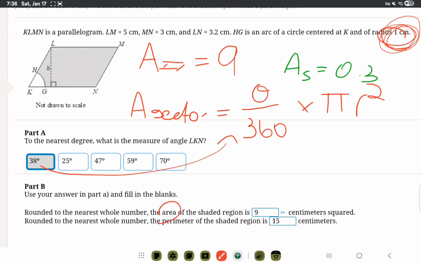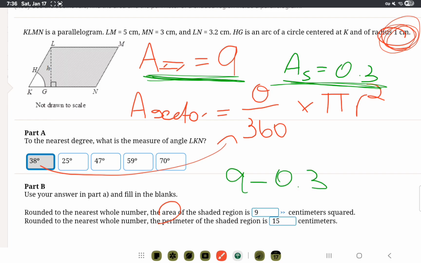Now we need to find the shaded area. This is all of it, and this is the unshaded, so we do 9 minus 0.3, and you get 8.6. They're saying round to the nearest whole number, so it's going to be 9.